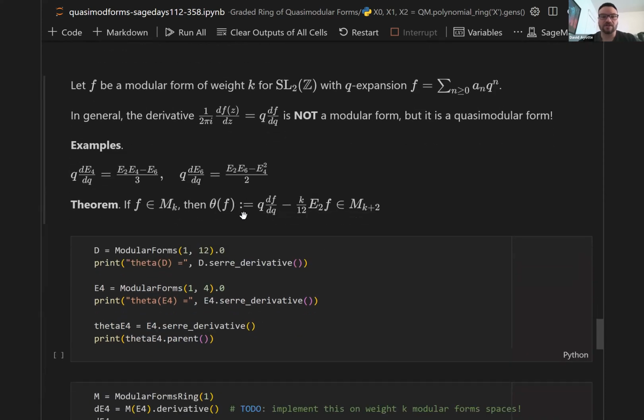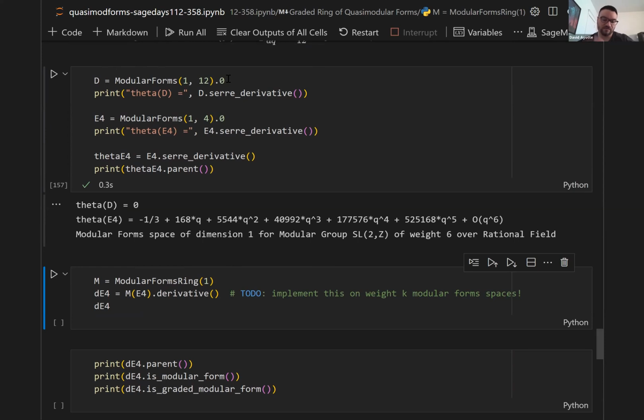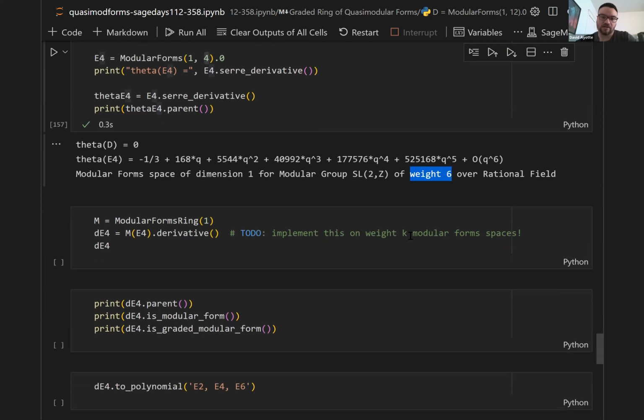This is what we call the Serre derivative. Here's some computation of the Serre derivative. For example, take the d defined like this, and you can compute the Serre derivative of E4 also. You see E4 was a modular form in the space of weight 4, but its Serre derivative returned a modular form of weight 6. So it raised its weight by 2.